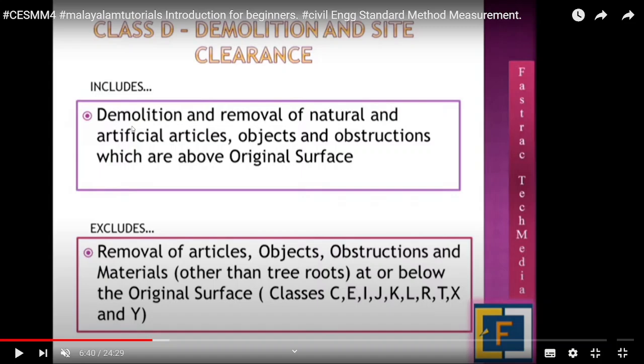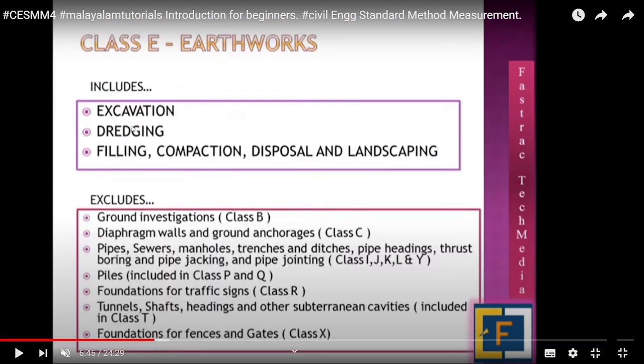Suppose the same thing is below the original surface. This is the factor that is unknown. So the difference you have to understand. This is the thing we have to understand from CESMM.